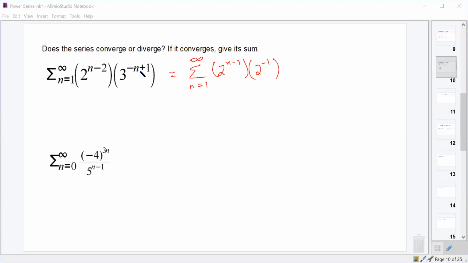What about the 3 to the negative n plus 1? That does not have an n minus 1, but how can I turn negative n plus 1 into an n minus 1?